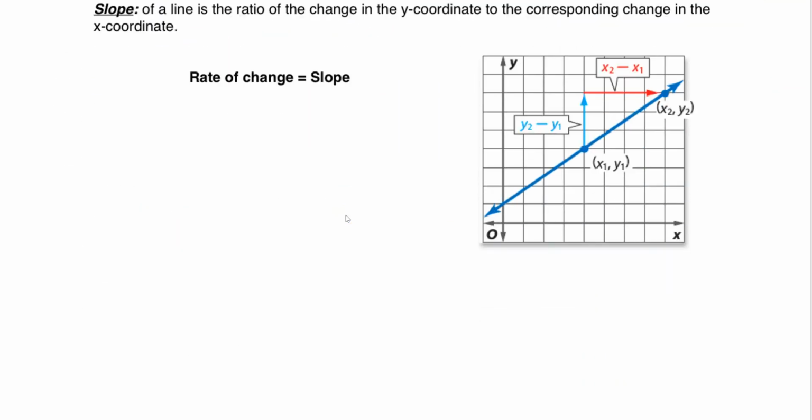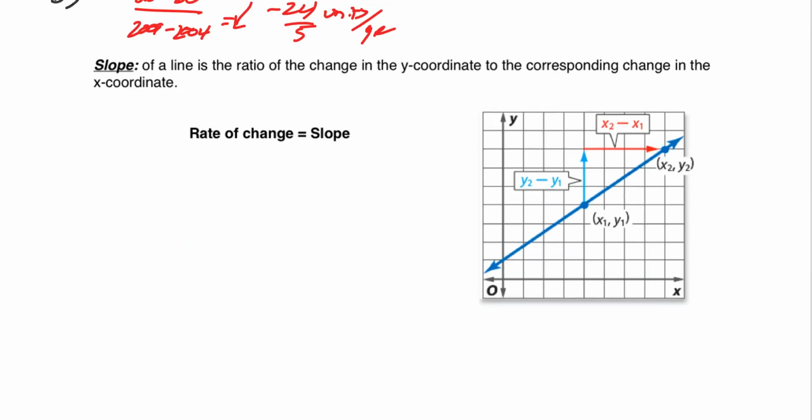So if you haven't noticed by now, rate of change is slope. But that's kind of the whole idea. Rate of change and slope are one and the same. They mean the exact same thing. So if I were to ask you to find the slope of something, I just want you to find the rate of change of it.